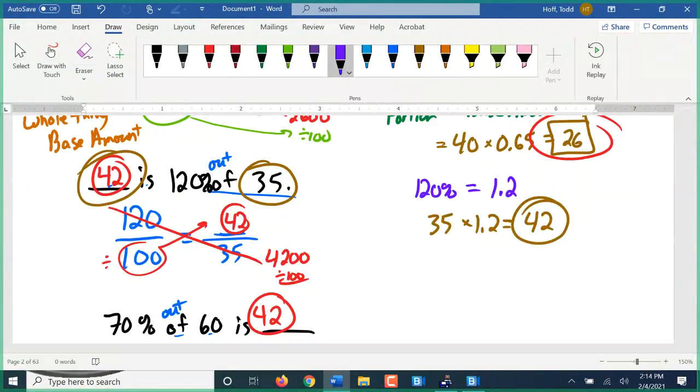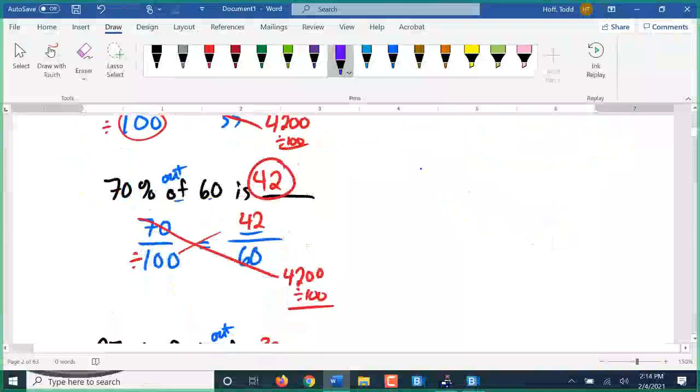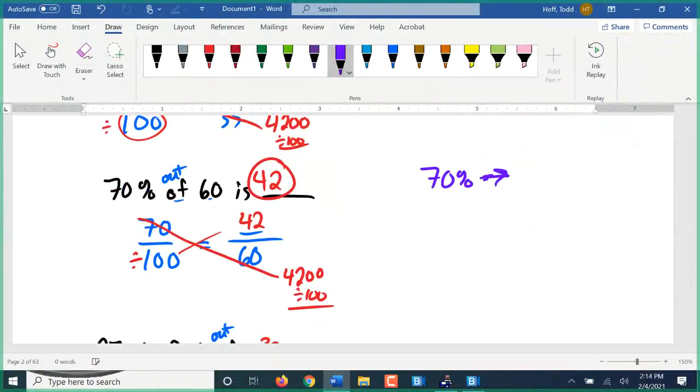For the third problem, we have the rate of 70%. 70% turned into a rate is 0.70, or just 0.7. And we have the base amount here of 60. 60 times 0.7 is 42.